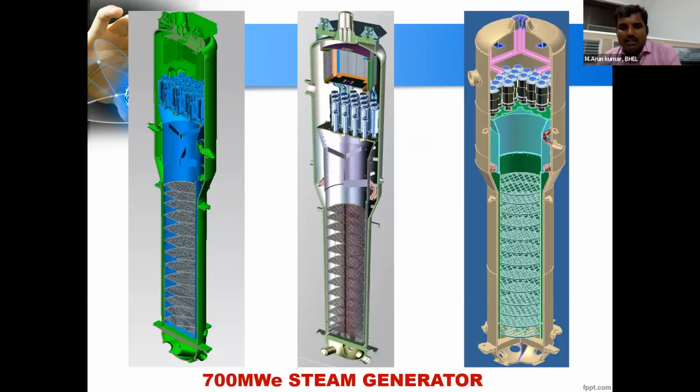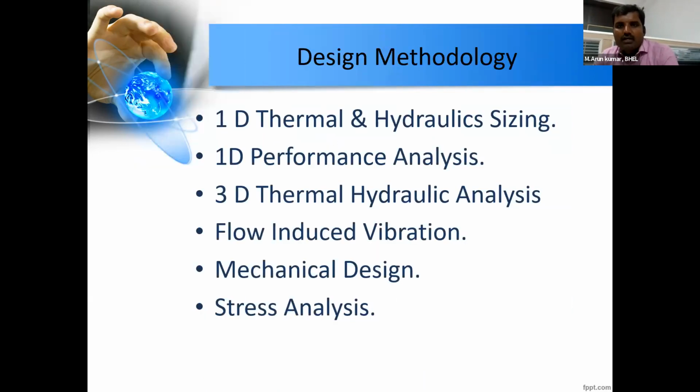Now, this is our overall overview of the steam generator which we are manufacturing for the 700 megawatt plant. The design aspects and 3D views of the steam generators are available even in the public domain. Now let me explain how we are doing the design and what problems we are facing in various aspects of this design.